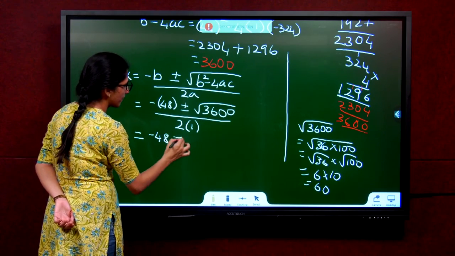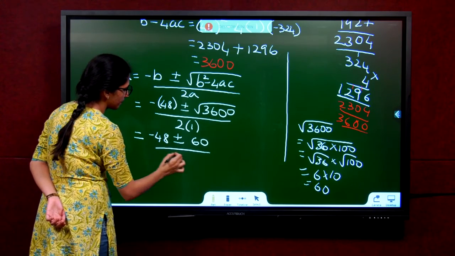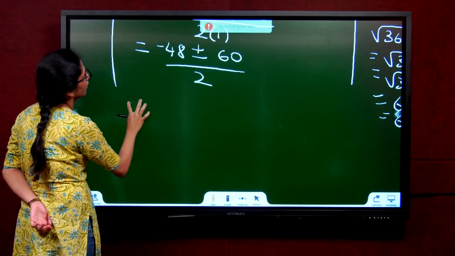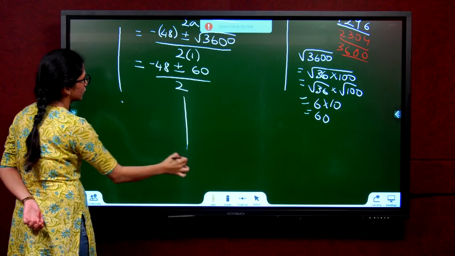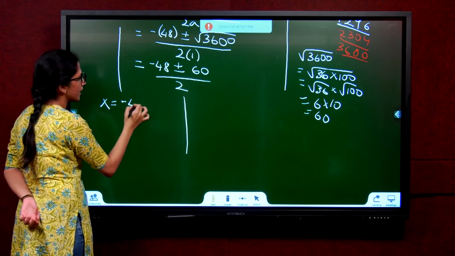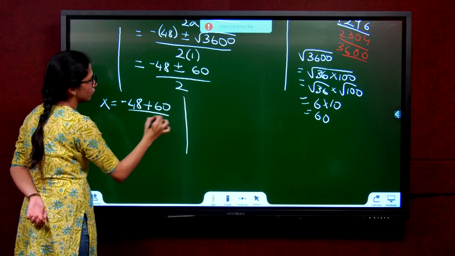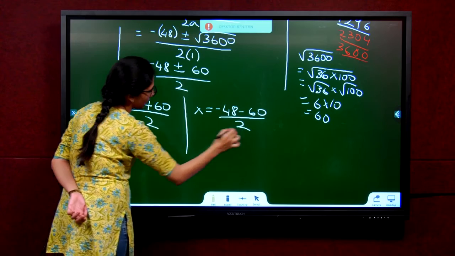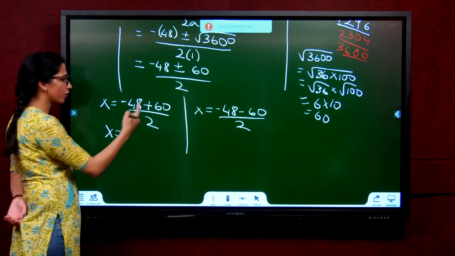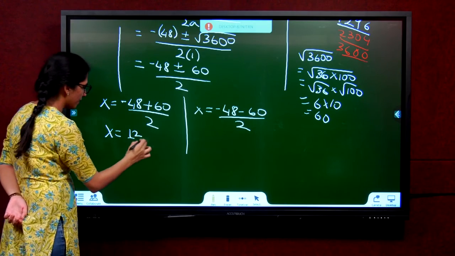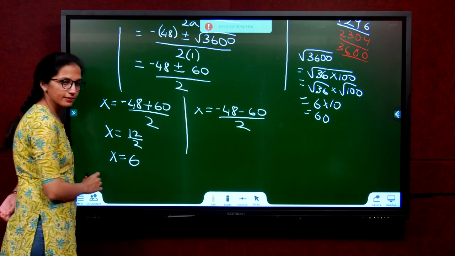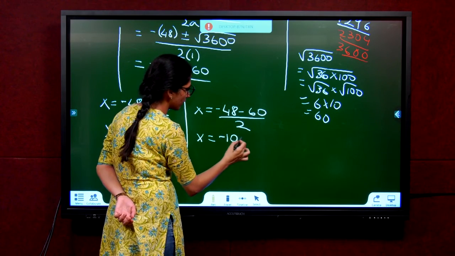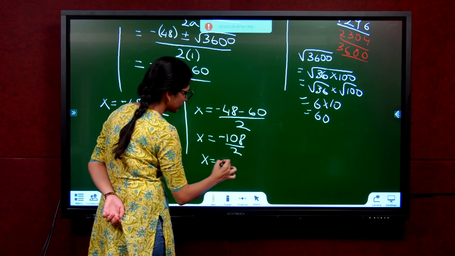Minus 48 plus or minus 60 by 2. So now, what happens now? So you'll get two conditions. X is equal to minus 48 plus 60 by 2, or x is equal to minus 48 minus 60 by 2. X is equal to minus 48 plus 60, 12 by 2. X is equal to 6. X is equal to minus 48 minus 60, minus 108 by 2. X equals minus 54.